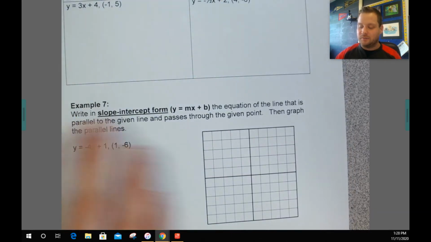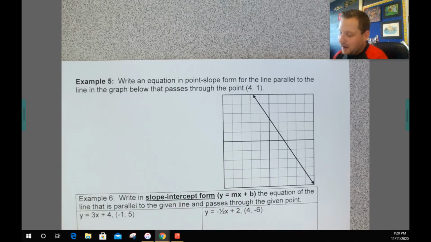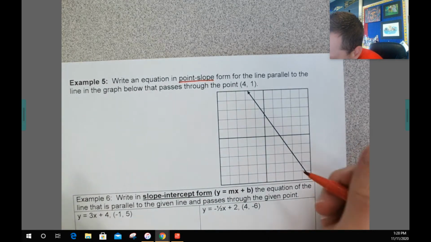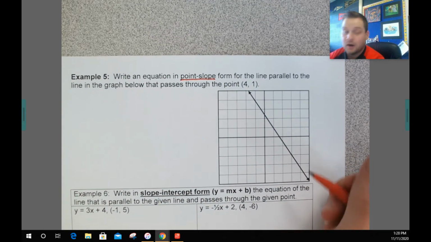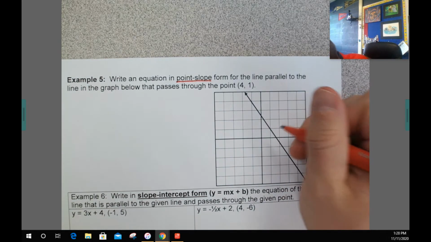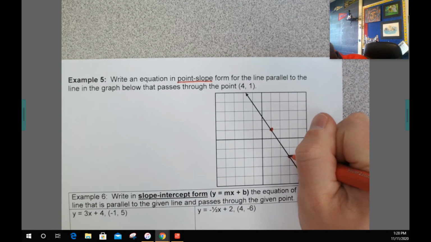Now, it's not always going to be that easy. For example 5, they give us a graph. Okay? So example 5, they still want point-slope form, but they want it parallel to this line right here. So our number one key is always, always, always find the slope. So I'm going to pick 2 good points. I got one there, one here.